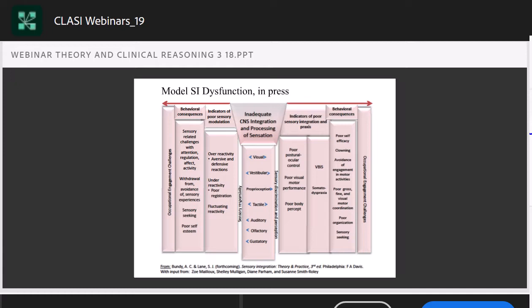On the left-hand side of the model, you'll see more of the sensory reactivity kind of concerns. And of course, those show up more in regulatory functions with the behavioral consequences in attention, affect, activity level, etc., also affecting occupational engagement. So what I like about this model is it takes into account those kind of patterns that Ayres identified earlier, and that we can then identify through our assessments.